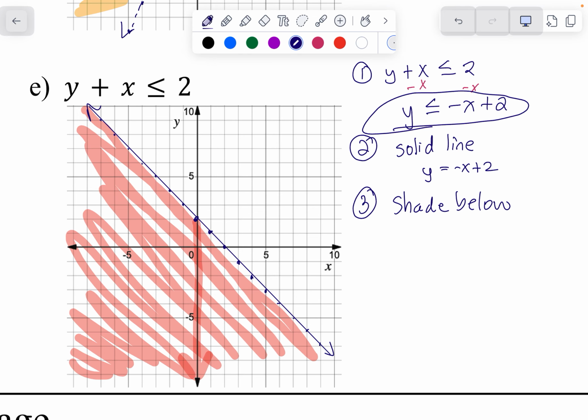Any questions about this last example, E? So solve for y, graph the line, solid or dashed, shade above or below, and that all depends upon your symbol. Okay? Make sense? A little bit, kind of?